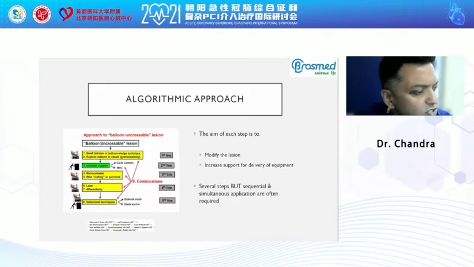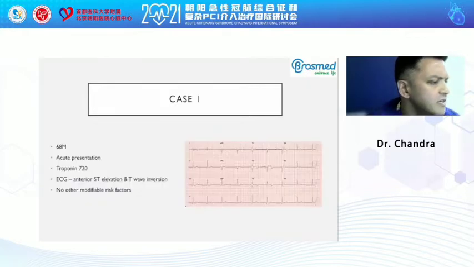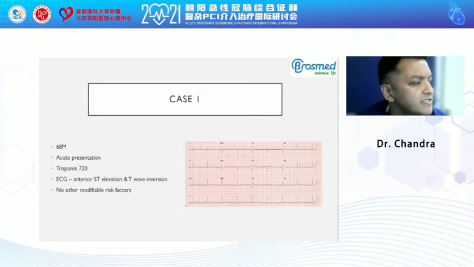So the first case I'm going to talk to you about is a 68-year-old male who presented as an acute presentation. His ECG is as shown, with some anterior ST elevation and some T-wave inversion also in the anterior leads. His troponin was elevated at over 700, and he had no other modifiable risk factors for coronary artery disease.